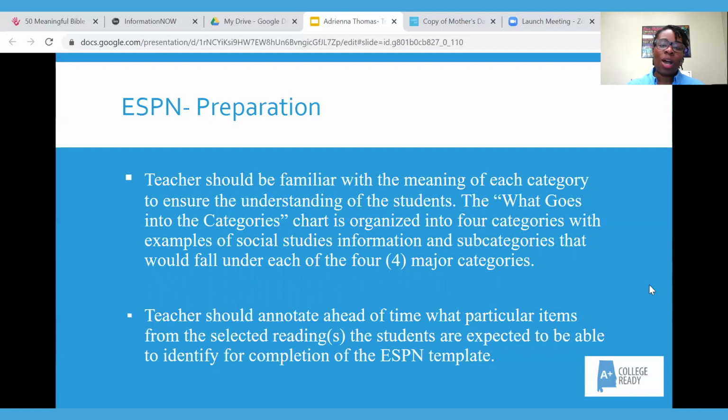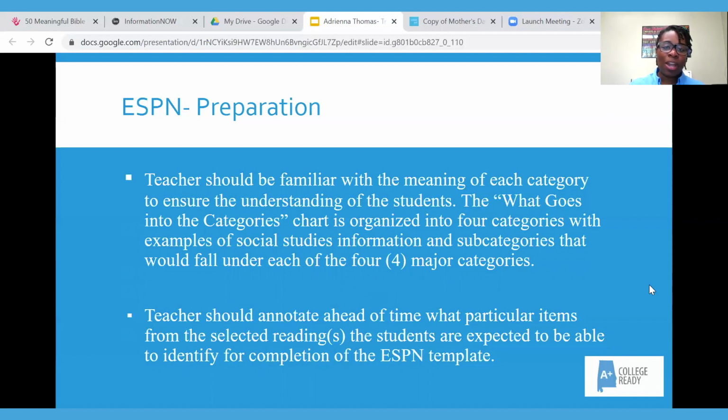ESPN preparation. How do I prepare to teach ESPN? First and foremost, the teacher must become familiar not only with the categories of ESPN, but also the subcategories. It's a chart that I'll go over next that gives you the different categories and subcategories, and also a chart that I will go over that shows you the "what goes into each category" chart that you will give to your students. Secondly, you must annotate ahead of time what particular items from the selected reading that you've chosen the students are expected to identify to complete the ESPN template.